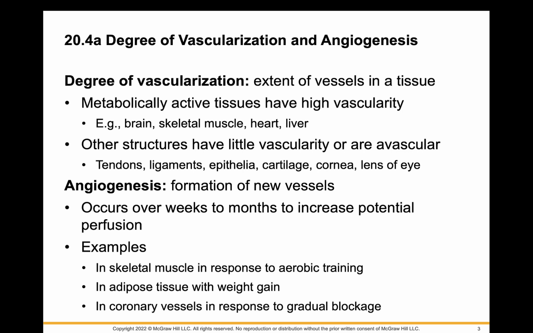Probably the best example is an adaptation in skeletal muscle to endurance training. One of the things that happens is you'll actually see an increase in the capillaries in the muscle that was trained. If we look at adipose tissue, individuals that gain weight have to have vessels that are going to perfuse that tissue, so we will get new vessels. If we look at coronary vessels, this is a really interesting one. Quite often, the body will determine that it has a blockage, and in an effort to bypass that blockage, we actually see the growth of new vessels. So it's kind of the body's way of doing a bypass.